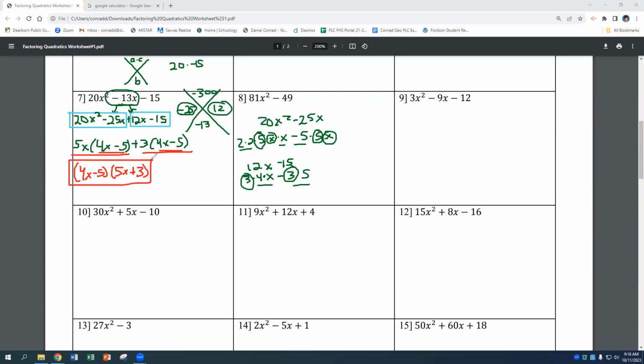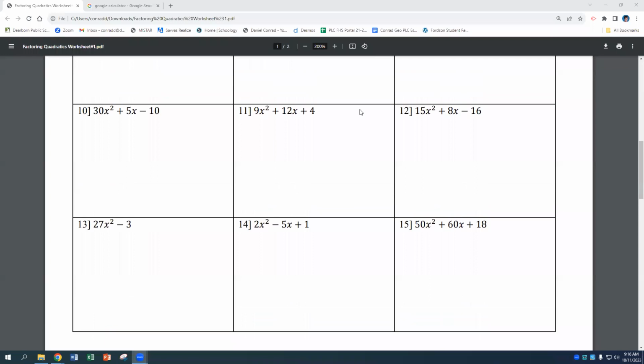All right, let's look at number 12, I think that would be a good one. I noticed that A here is not 1, it's 15. So I'm going to have to expand this 8x. The way I'm going to do that is A times C. So 15 times negative 16, which is negative 240. And I need something that adds to 8.